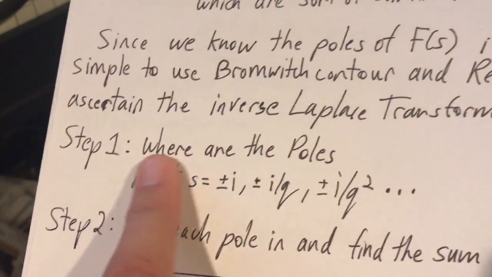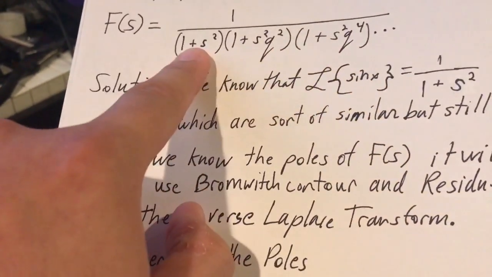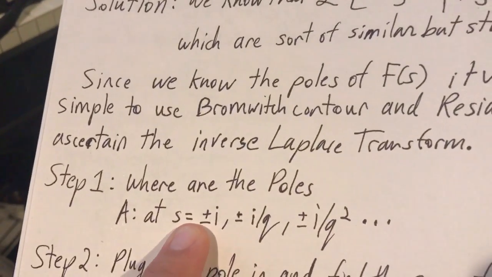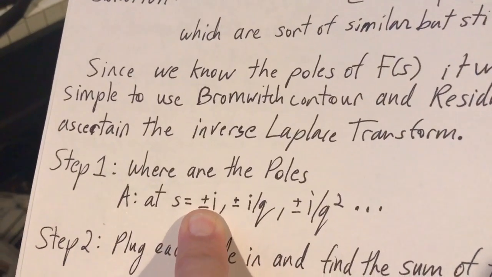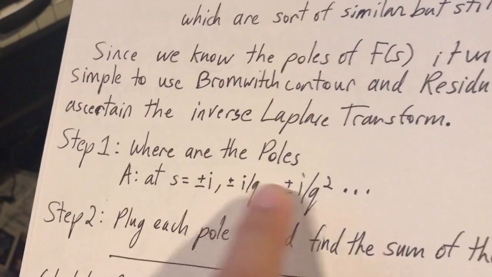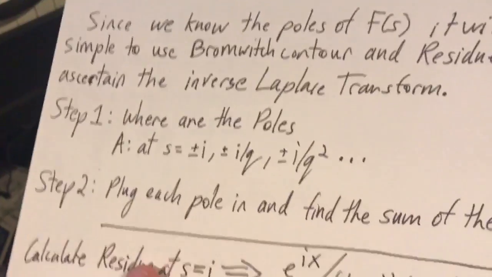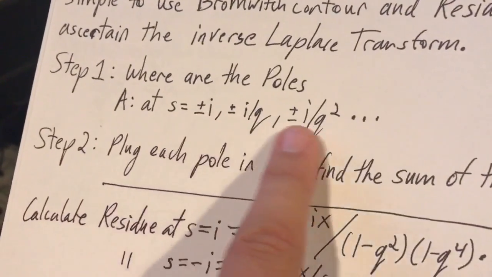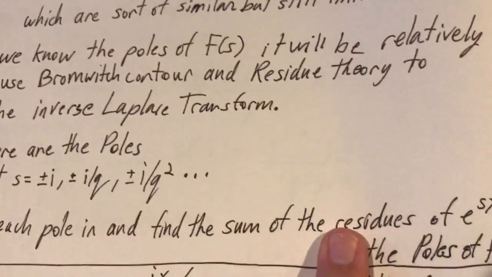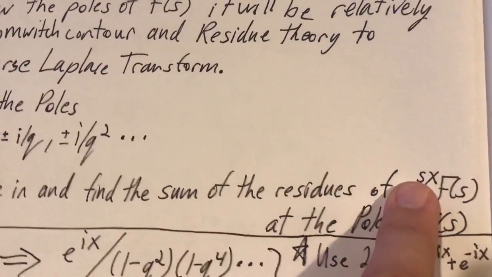So, step one, let's find where the poles of this guy up here are. Where are these equal to 0? We can solve each one for 0 and find that s is equal to plus or minus the square root of minus 1, plus or minus the square root of minus 1 divided by q, and so on and so on. There's an infinite number of these. Okay, so we found where the poles are. Now we've got to find the sum of the residues at each of those poles we just found, okay?